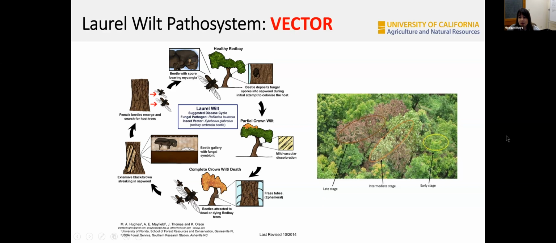And in the picture that's next to the life cycle, you can see different stages of the laurel wilt. So the early stage is just a coloring at the tips of the new leaf material. And then once you get to the intermediate stage, you'll see whole branches that have that wilting discoloration feature. And then at the late stage, when you have a total infection, everything will be discolored and the tree will be basically on its last legs and dying.